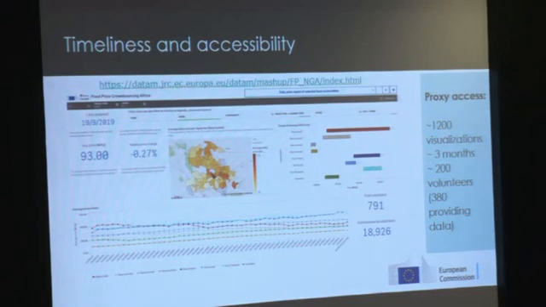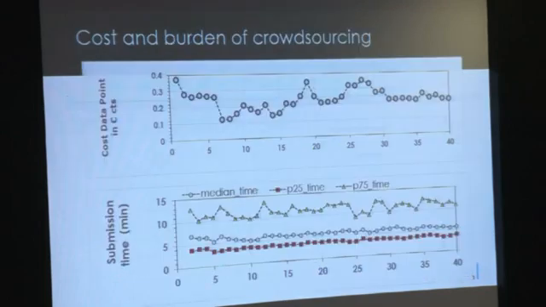And as a proxy for access, we saw that the number of visualizations in the first 3 months was 1,200 visualizations from about 200 volunteers, out of the 380 volunteers that were actually providing data.